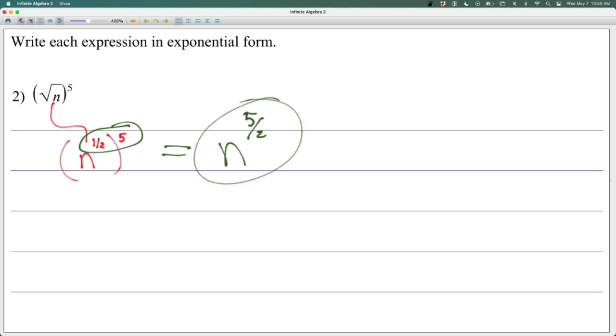That is our answer. Now I'm hoping that you can skip this middle step and jump straight to the end. The way we can jump to the end is the 5 goes on top and the number there with the radical goes on the bottom.